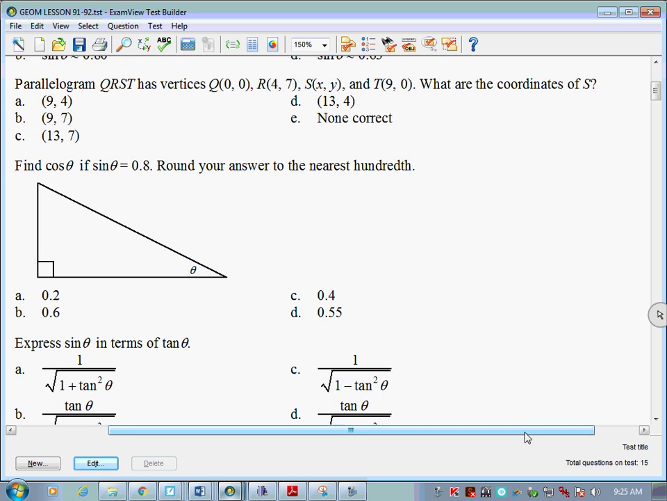Okay, in parallelogram QRST, it's got vertices at (0, 0), (4, 7), S(x, y), and (9, 0). What are the coordinates of S? Give me a second here, and I'll try to pull up a coordinate grid.